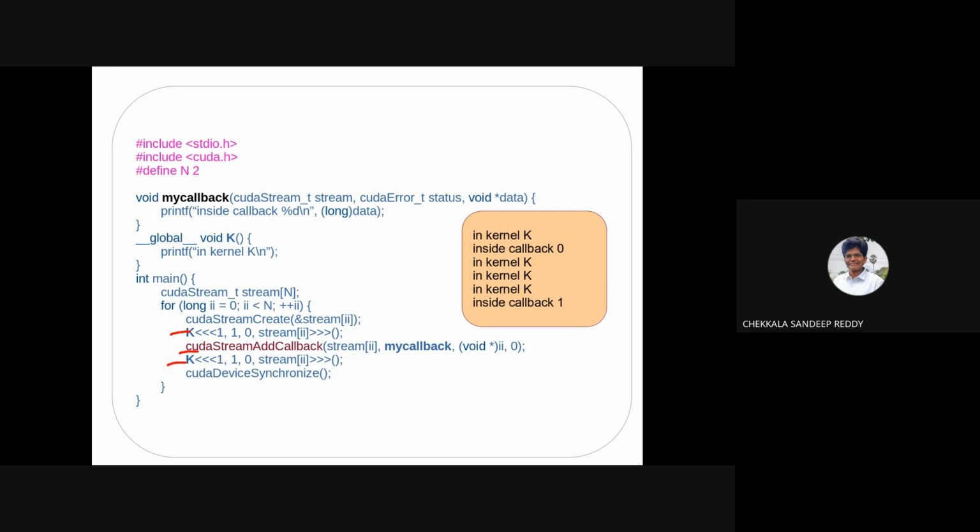Sir, here we have CUDA device synchronize right at the end. So I think the first kernel invocation in iteration 0, and after that the callback 0, and the kernel of this same iteration should be done before going to the next iteration because of CUDA device synchronize, I guess. So why, in the next iteration, is it not the case? The kernel K got printed before callback 1. Okay, so that is correct.